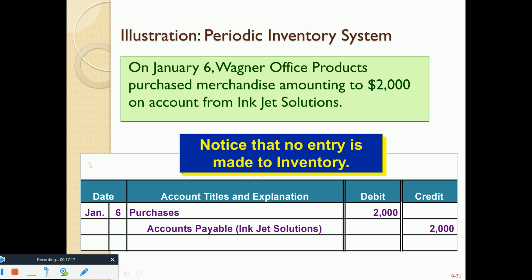Okay, here we go. January 6th, Wagner Office Products purchased merchandise amounting to $2,000 on account from Inkjet Solutions. So we are Wagner Office Products in this example, and we bought merchandise, $2,000 on account. That means we didn't pay for it just yet. Instead of debiting inventory, which is what we would have done with the perpetual inventory system, what we're going to debit is this account called purchases. Purchases is a temporary account. At the end of the period, it's not going to have a balance. It's just a place that we actually are going to record everything we purchased from our vendors. And I'll explain how this goes away at the end of the period in a few minutes. And we bought it on account, so we're going to increase our liability account called accounts payable.